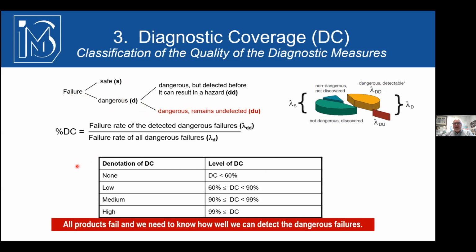If it's still running, can I detect that? So there's another sort of scale on that of how much coverage I can have, basically what percentage of unsafe failures I can detect. So you can see in the high here, I'm going to be able to detect 99% or more of the dangerous failures. Medium is 90%, and low would be 60%.